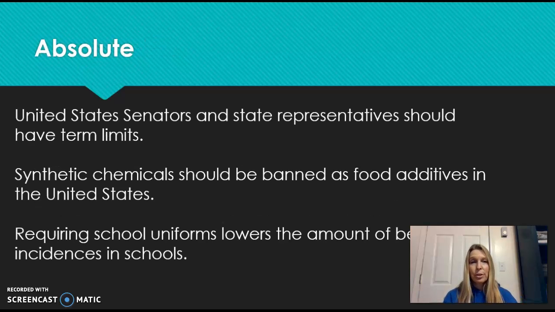An absolute resolution, an absolute thesis statement. These aren't comparing. This is you're proving a point. United States senators and state representatives should have term limits. Again, it's not I think, it is they should. Synthetic chemicals should be banned as food additives in the United States. A third example, requiring school uniforms lowers the amount of behavioral incidences in schools. All three statements are absolute.